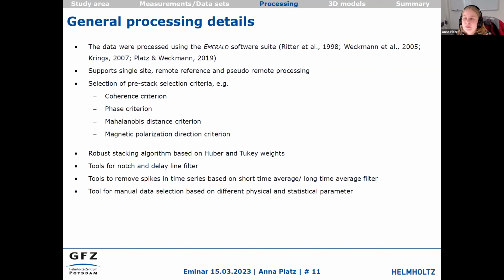Furthermore, we have some tools in EMinar3 to apply notch and delay line filters. We have tools to remove spikes in time series. And we also have a very powerful tool to manually remove outliers, but also noise, based on the visual inspection of different physical and statistical parameters. This tool is, for example, explained and described in Becken et al.